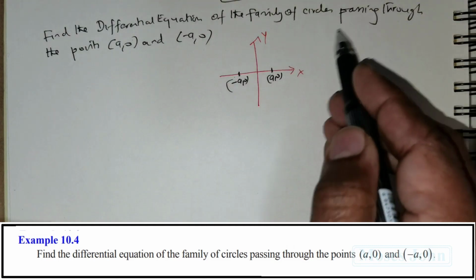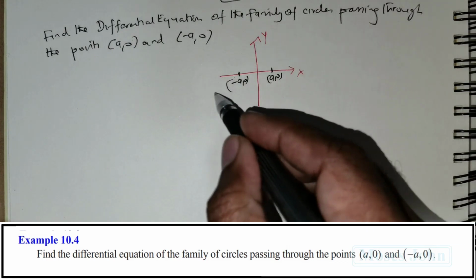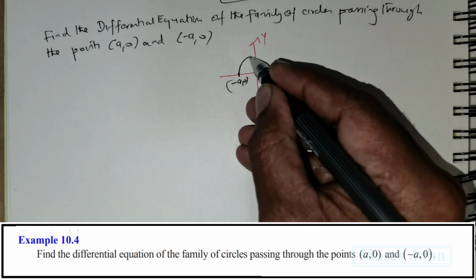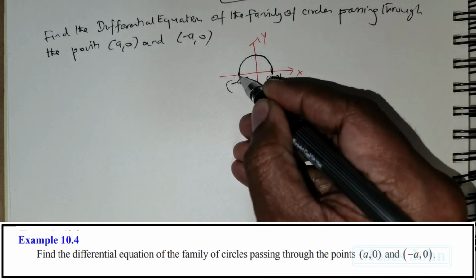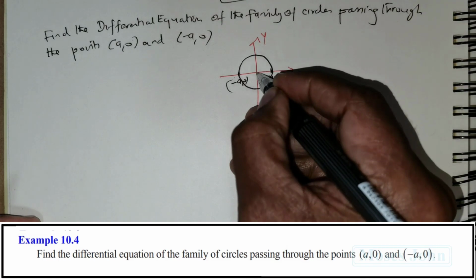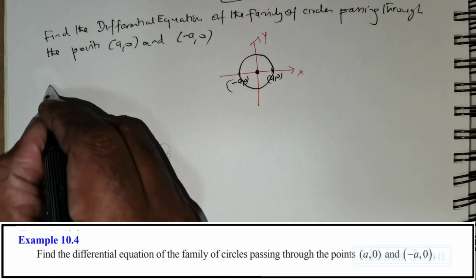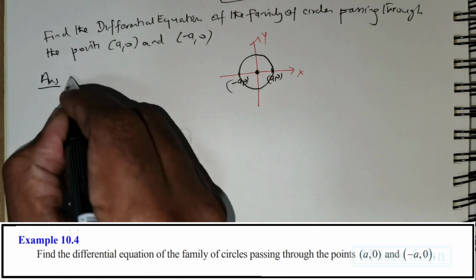Now, we are expected to find the differential equation for the family of circles that passes through these points. So circles are actually passing through these points. It's a rough sketch, okay? Now naturally the center of the circle will be located on the y-axis. So let us write that down. So this is the solution.